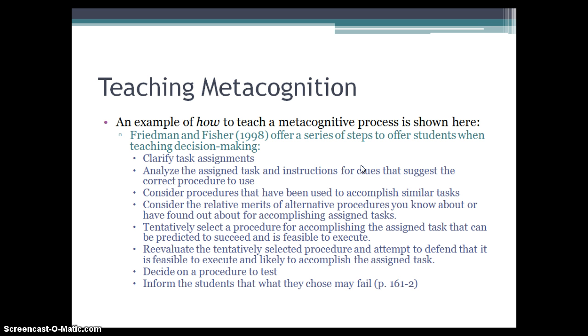So there's an example of how to teach a metacognitive process, and this is a series of steps teaching decision making in students. So when we're trying to teach students how to make correct choices, we want to ask them to clarify task assignments, analyze assigned tasks and instructions for clues on what correct procedure to use, consider procedures that have been used to accomplish similar tasks, consider the relative merits of alternative procedures, tentatively select a procedure, reevaluate the tentatively selected procedure, decide on a procedure to test, and then you also want to let the students know that, hey, they might fail.